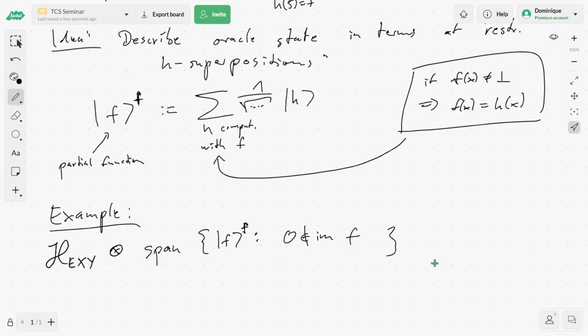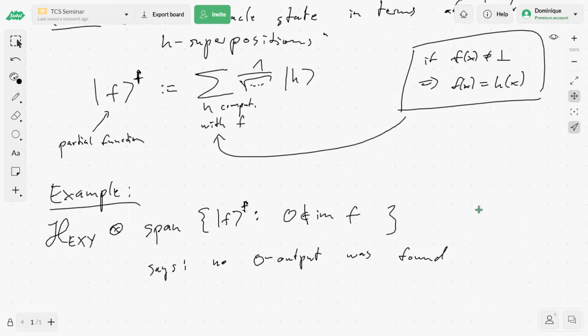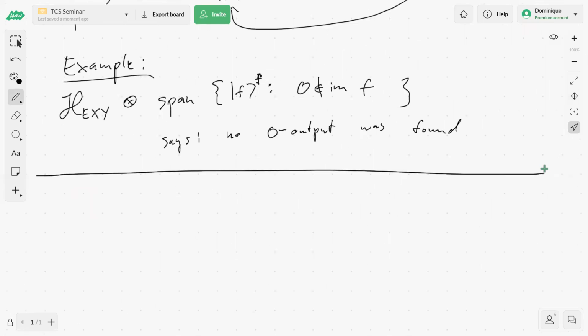So this would be an invariant that says no 0 output was found. Okay, so how can we prove that no 0 output was found? Because this is just expressing something, but this doesn't mean that we can prove that the adversary cannot find a 0. So we need some more tools.